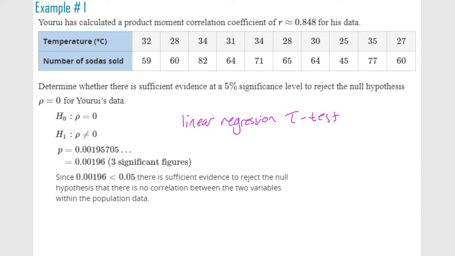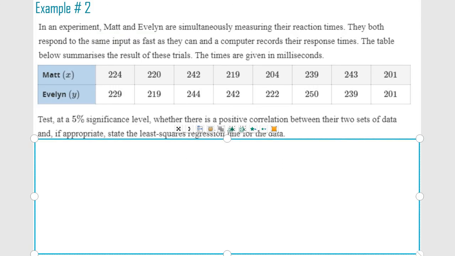All right, so it's important to understand that when there is sufficient evidence to reject the null hypothesis, in this case, then it's appropriate to calculate the least squares regression line, so that there is some kind of relationship between the two, correlation. All right, so for example 2, we have 2 people that are measuring the reaction time. We want to determine whether there's a positive correlation between the 2 sets of data, and if there is, determine the least squares regression line.